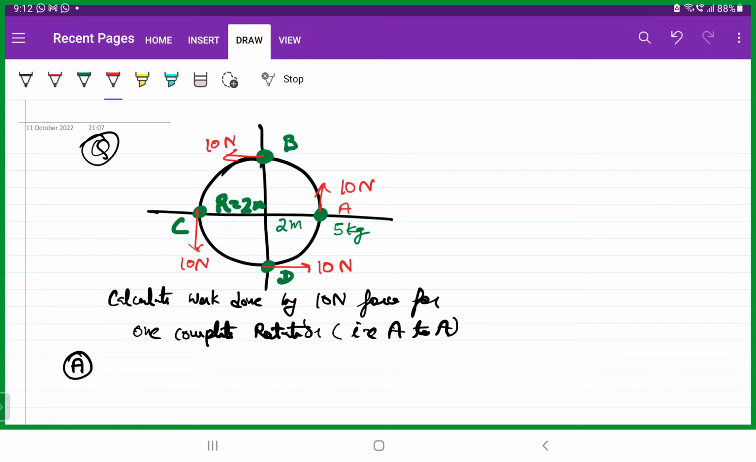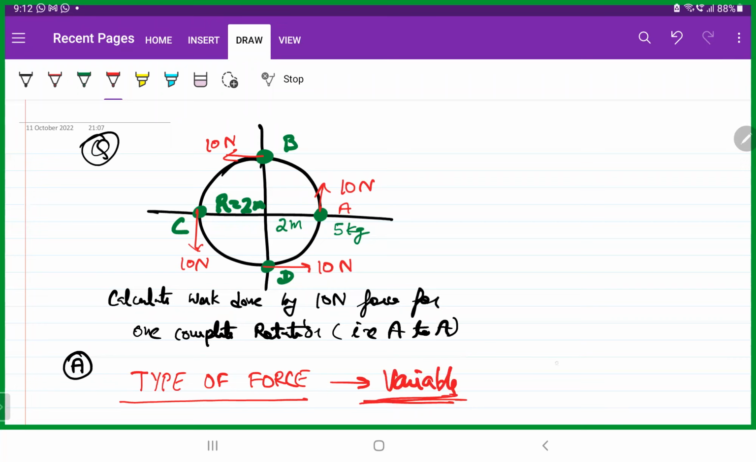Tell me what will be the answer. At least some more people can give the answer. What type of force are we dealing with here? Is it a constant force or a variable force? Variable. Very good. So it's a variable force.